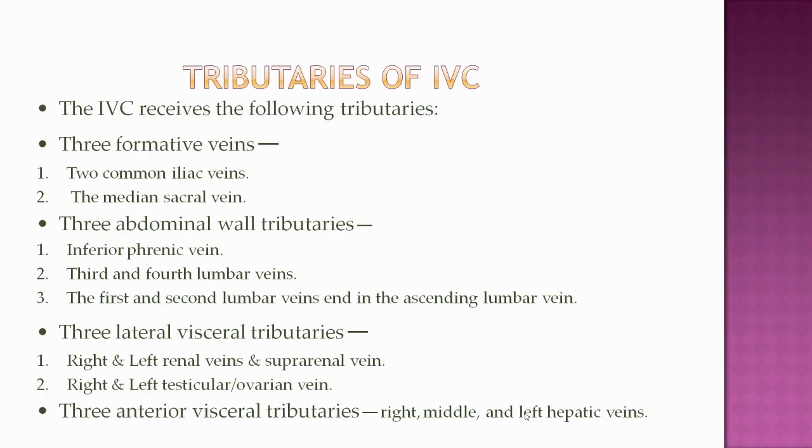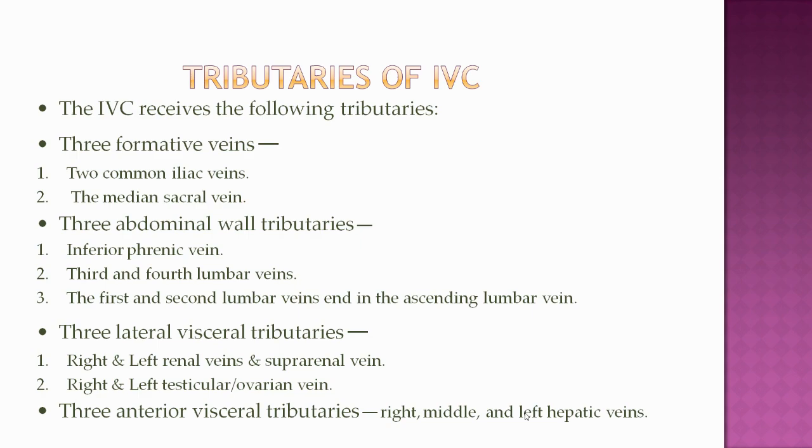Now we will see the tributaries of the inferior vena cava. It receives the following tributaries. These are three formative veins: the two common iliac veins and the median sacral vein. Three abdominal wall tributaries: the inferior phrenic vein, third and fourth lumbar veins, first and second lumbar veins, and ascending lumbar veins. And three lateral visceral tributaries.